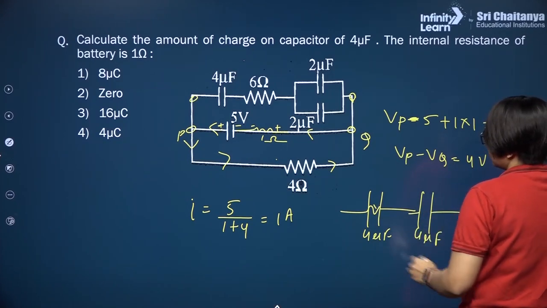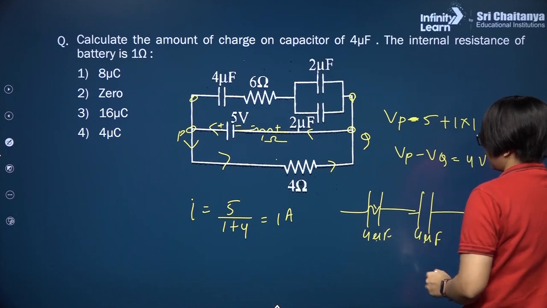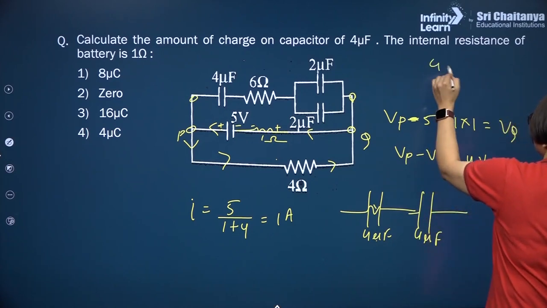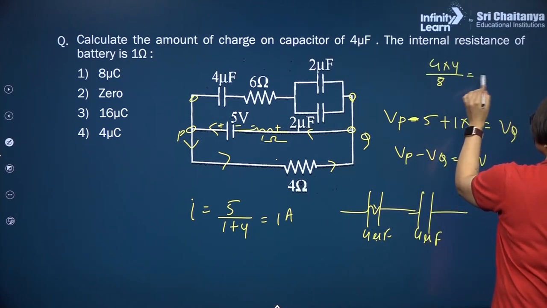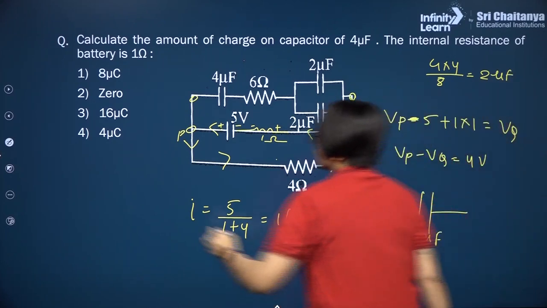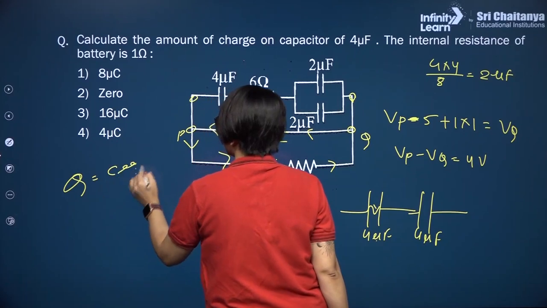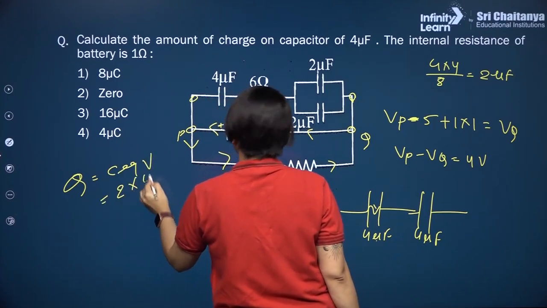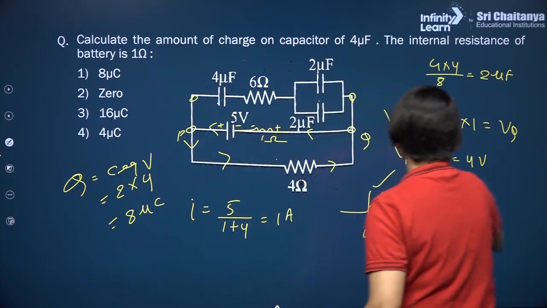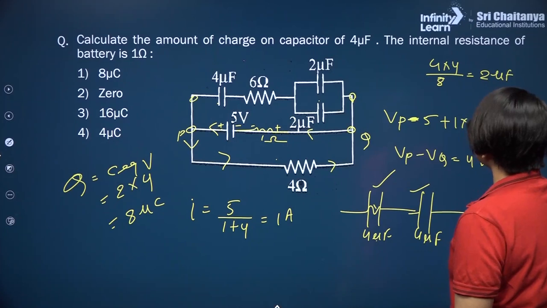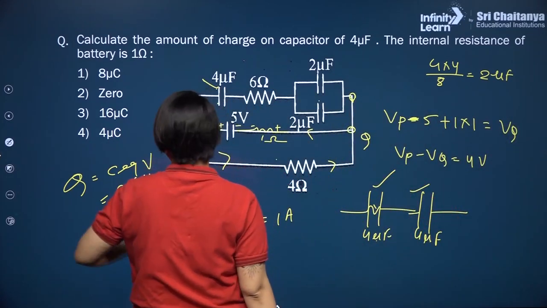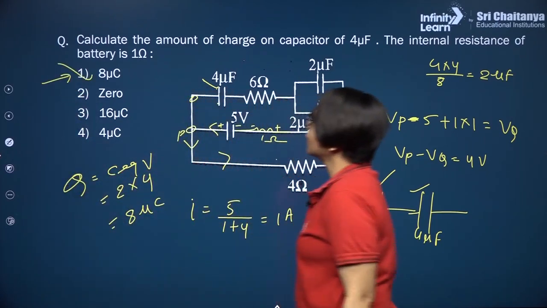So the net equivalent is what? 4 plus 4, sorry, these are in series, so it will be 4 into 4 divided by 4 plus 4, so it is 2 microfarad, right? So total charge Q is equal to what? C equivalent into V, C equivalent is 2, V is 4, so it is 8 microcoulomb. And since these two are in series, this and this, charge on this will be equal, that is equal to 8 microcoulomb, which is option 1.